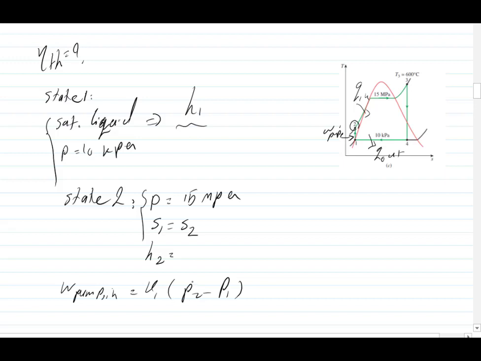We know how much is P2. It is 15 megapascal or 15,000 kilopascal, and we know how much is P1. It is 10 kilopascal. What about v1? If you remember, for state 1, we had h1 and v1 in part A. They have not changed for this part C of the question. So I'm just going to write them again here, and also v1, which was 1.